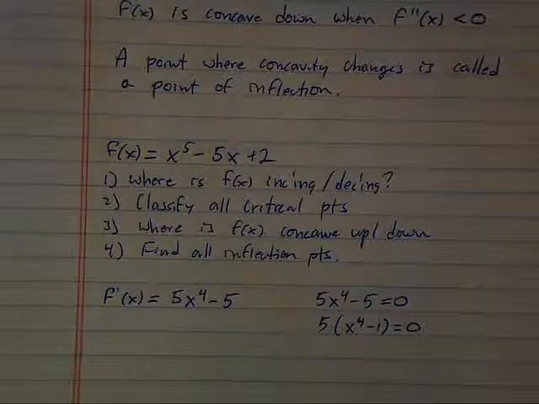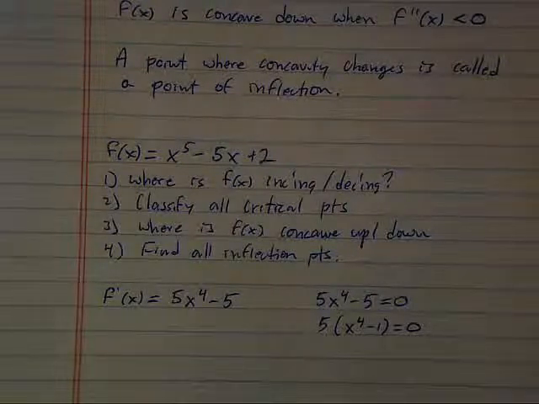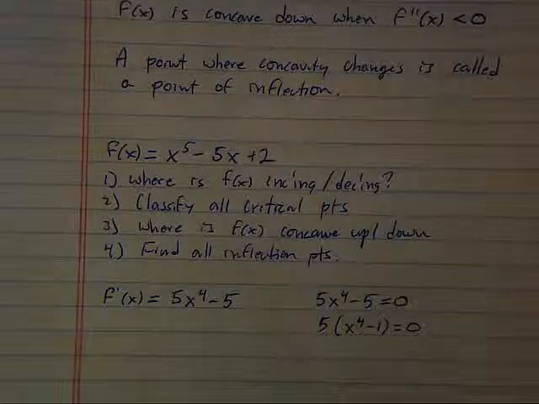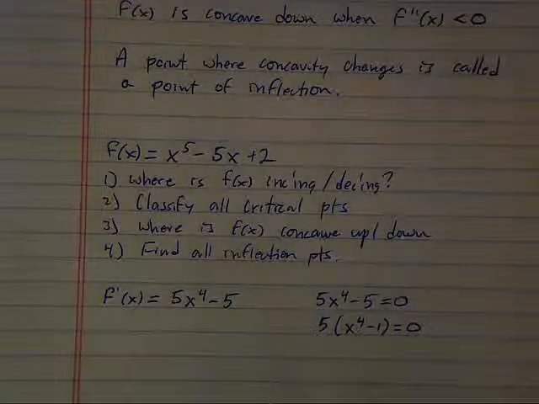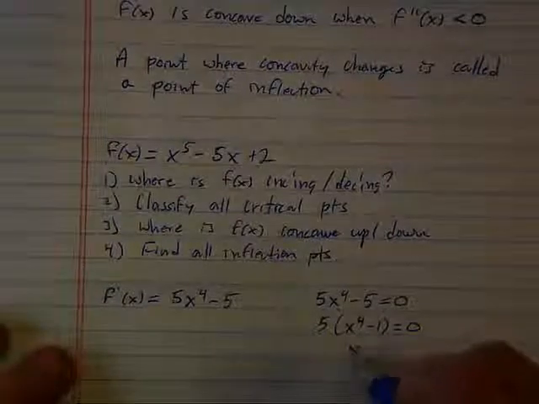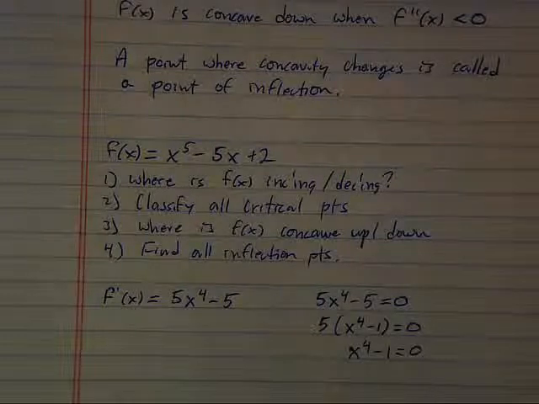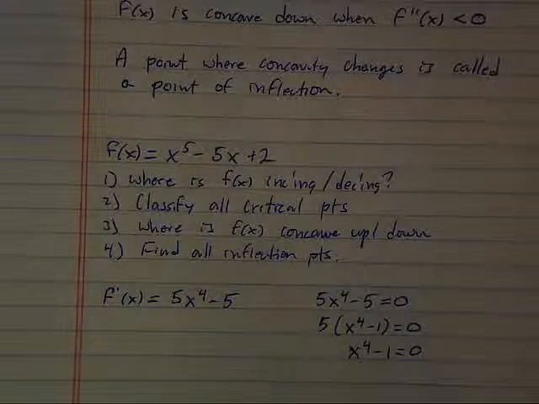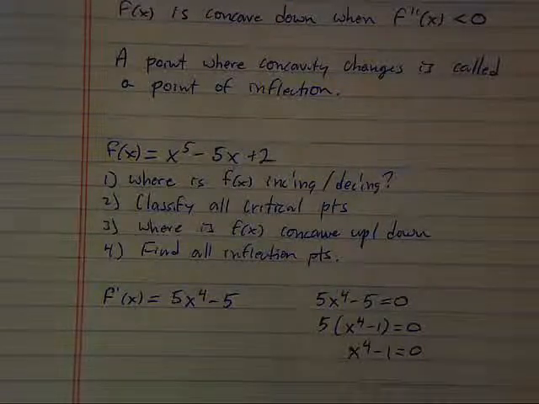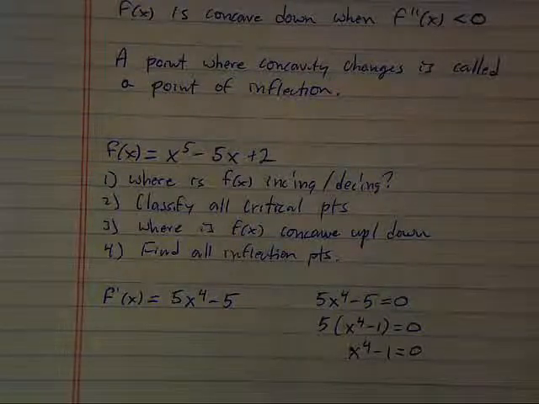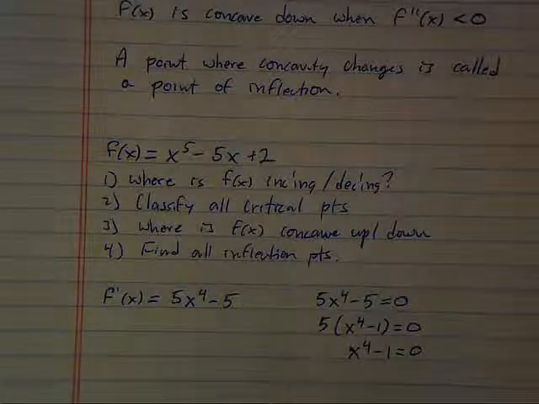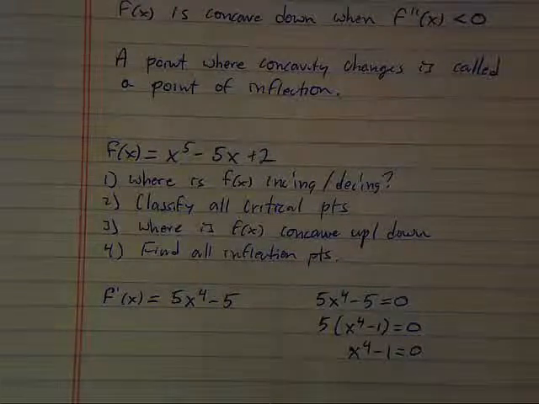Okay, then x to the 4th minus 1 equals 0. I don't really need the 5. How do I solve that? Add 1, and then what's the 4th root of 1? Plus and minus 1? You're almost correct. How many fourth roots of 1 are there? There's more than 1. There's more than 2. There are 4. If you have a 4th degree polynomial, how many answers should it have?